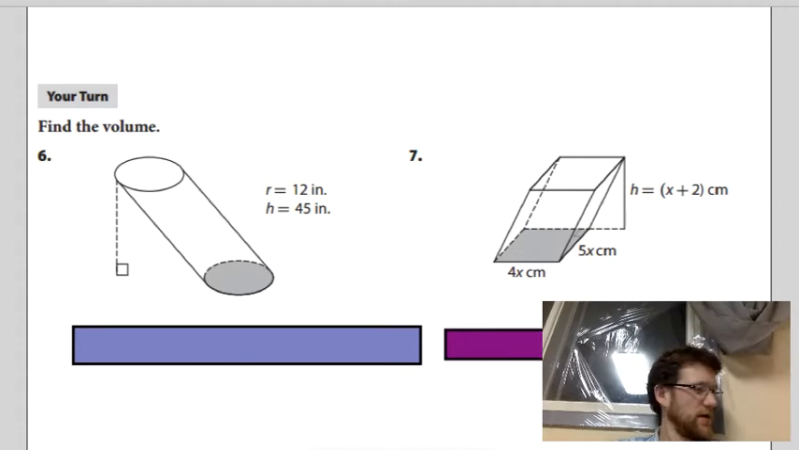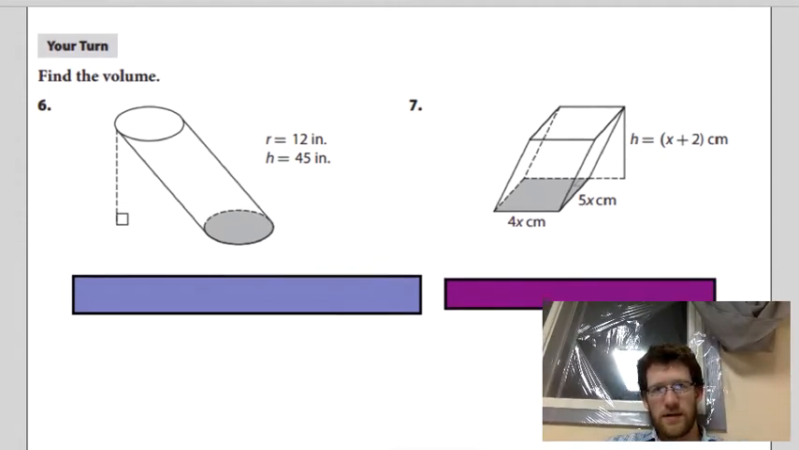So here are a couple more. See if you can do these ones. I'll pause it again. Pause.